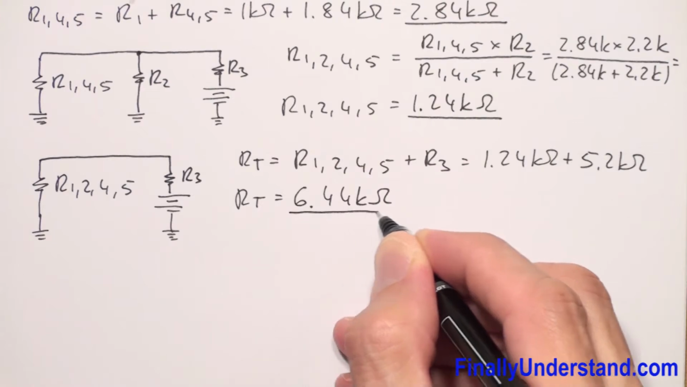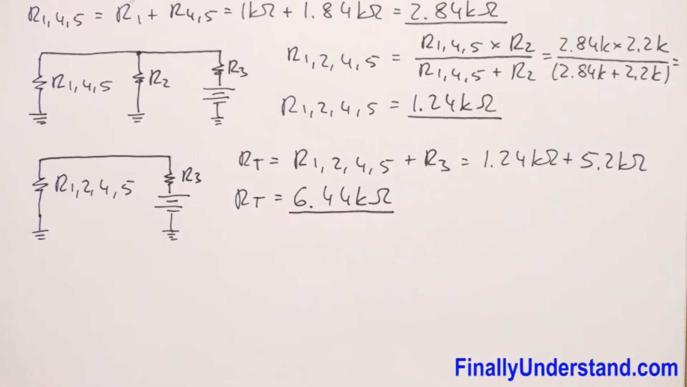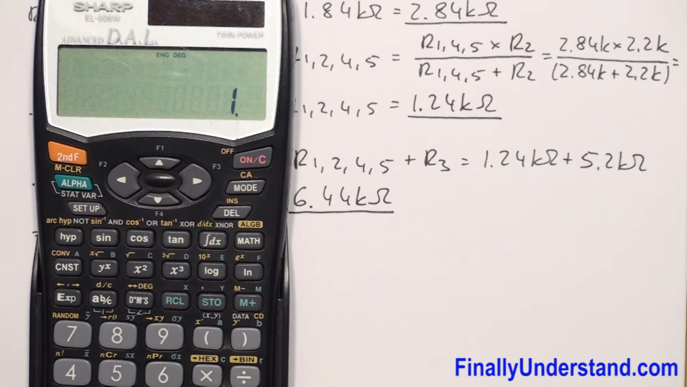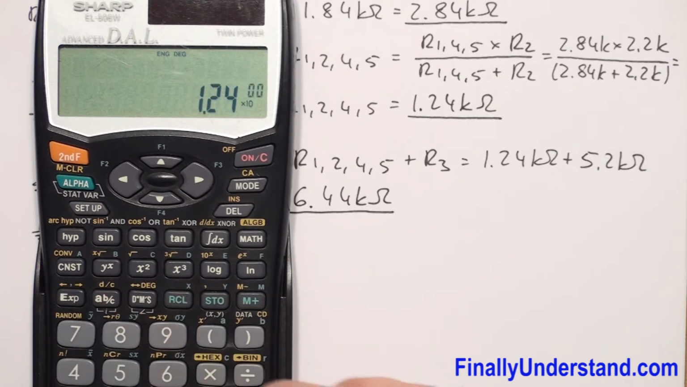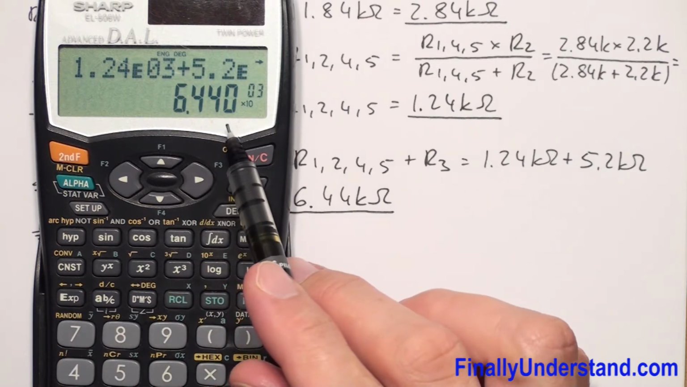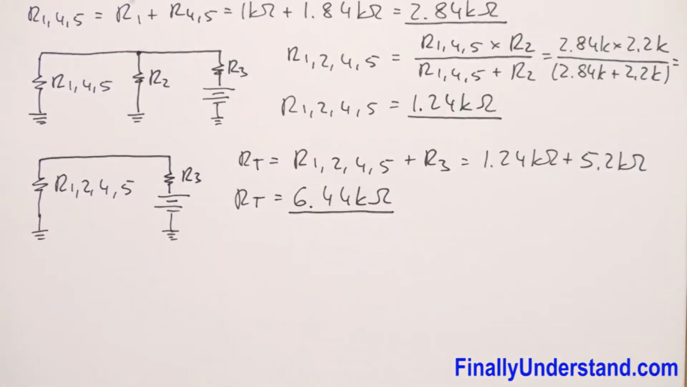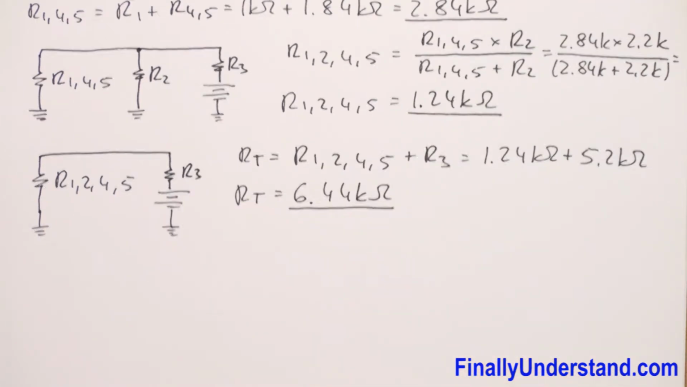Okay, so this is my total resistance. For those of you who do not see that, you can use the calculator. So I have 1.24 × 10³ plus 5.2 × 10³ is equal to 6.44 kilo ohms. Okay, I found the total resistance, and of course you can redraw the circuit if you want to.